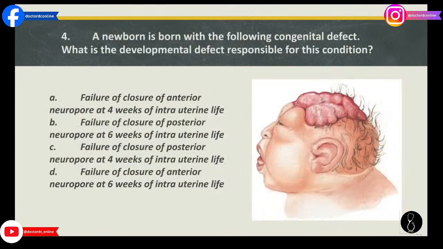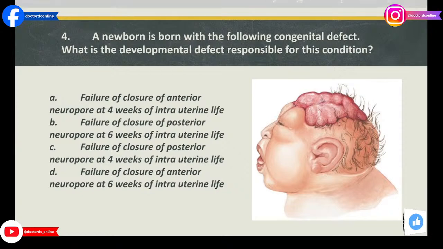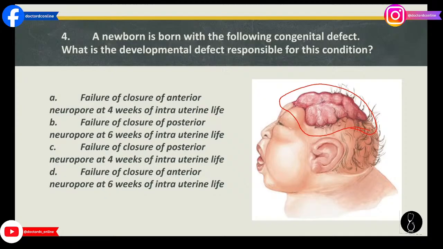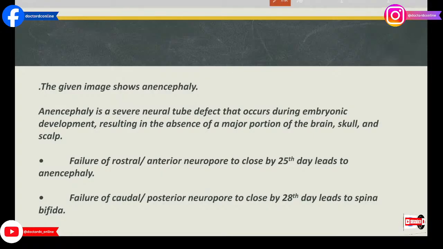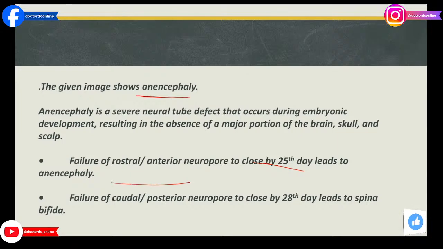In question 4, a newborn presents with a congenital defect, and you're asked to identify the developmental cause. The options are option A, failure of closure of anterior neuropore at 4 weeks of intrauterine life, option B, failure of closure of posterior neuropore at 6 weeks, option C, failure of closure of posterior neuropore at 4 weeks, and option D, failure of closure of anterior neuropore at 6 weeks. The condition is anencephaly, caused by failure of the rostral or anterior neuropore to close by day 25 of embryonic life. The correct answer is option A, failure of closure of anterior neuropore at 4 weeks of intrauterine life.